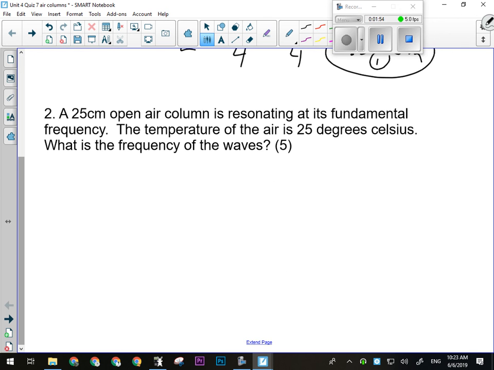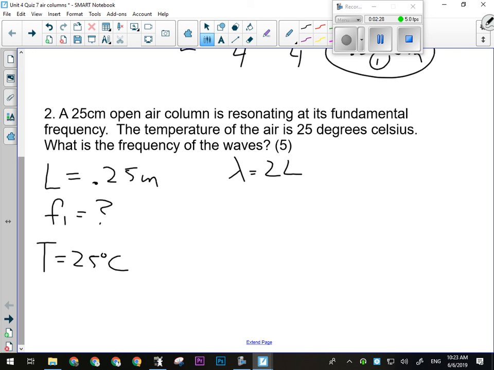All right. Number 2, we have a 25 centimeter open air column. If you don't convert that to meters, this won't come out right. That's one of the few dirty tricks I can play on you with these. It's resonating and it's open, so we've got lambda equals 2L, and it's resonating at its fundamental frequency, F1. We don't know what it is, but it's resonating at its fundamental frequency. The temperature of the air is 25 degrees Celsius.